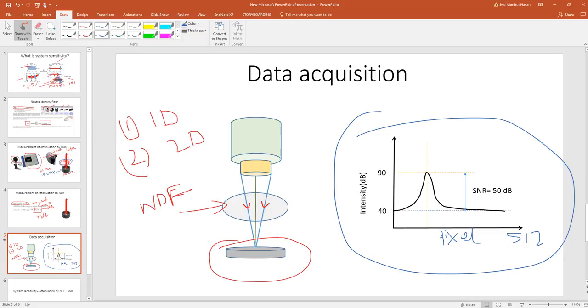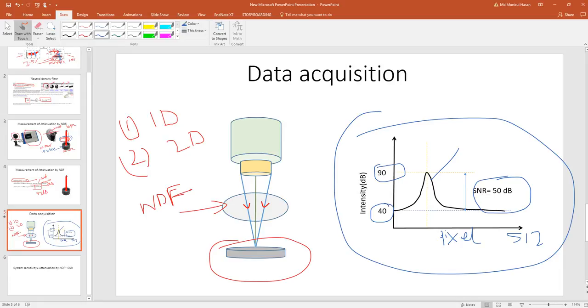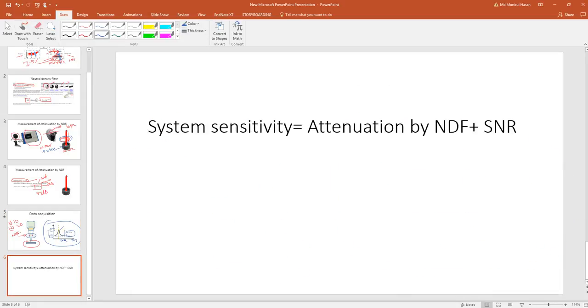So here two points to notice: our noise floor is 40, and you have to check the maximum peak. This is the mirror, so it should actually be a sharp peak. My diagram shows a broad peak, but it will be a sharp peak. So it's 90. So SNR is 90 minus 40, so 50 dB. So now here comes the final calculation.